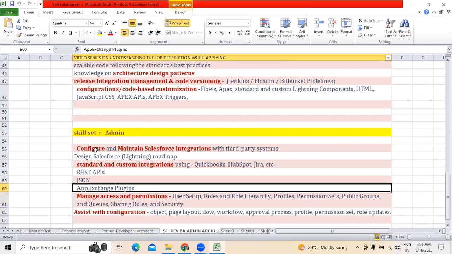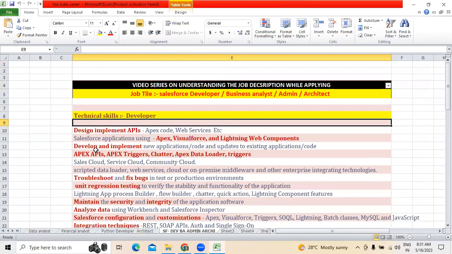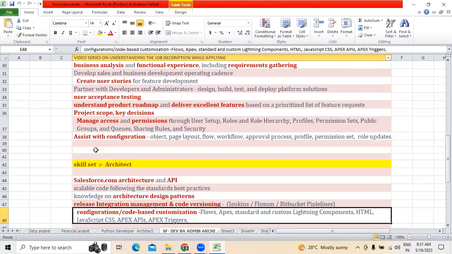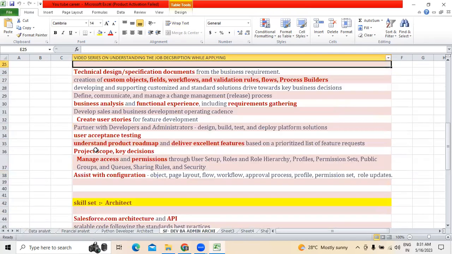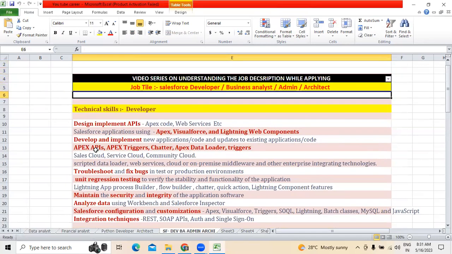So these are the four different skill sets I mentioned in connection to Salesforce. The first is the developer role, second is business analyst, third is architect level, and fourth is administrative level. These are the four different skill sets. Being a business analyst, whenever you are applying for job opportunities, you must be good and familiar with them.